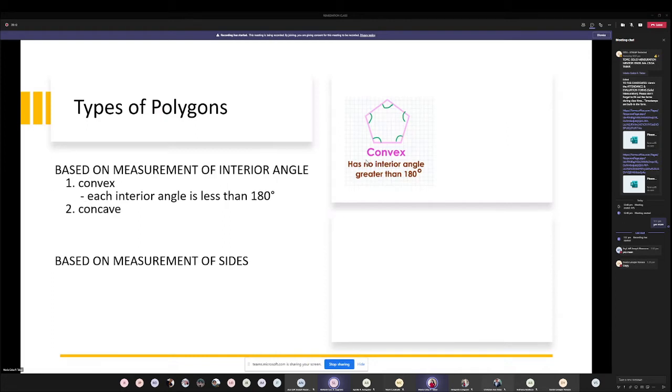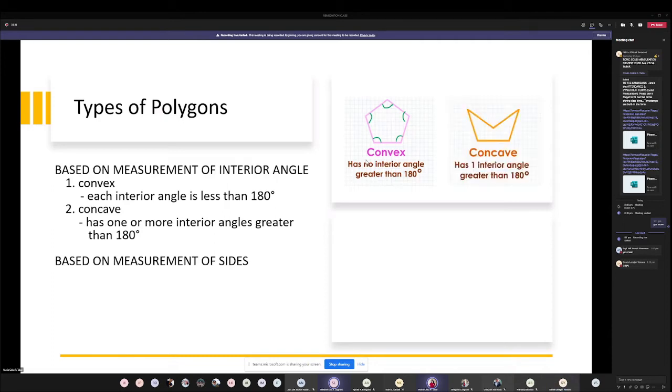The second one, which has one or more interior angles greater than 180 degrees, is called a concave polygon. Okay, so here's an example. As you can see, this angle here is more than 180 degrees. So its classification is a concave polygon.